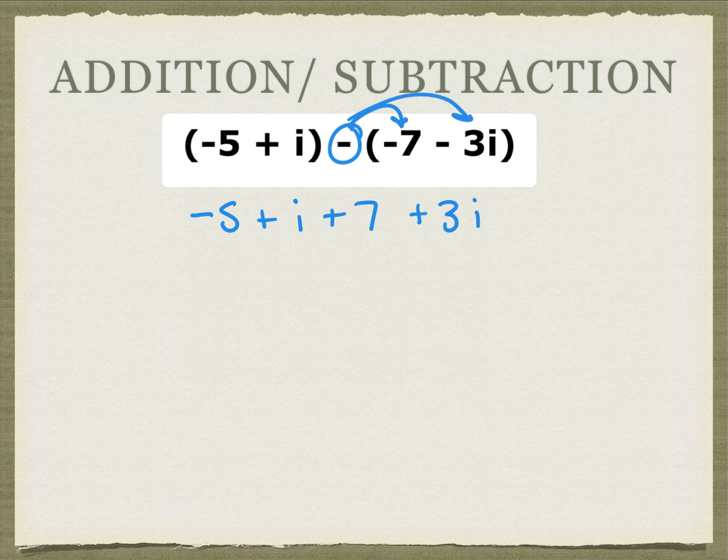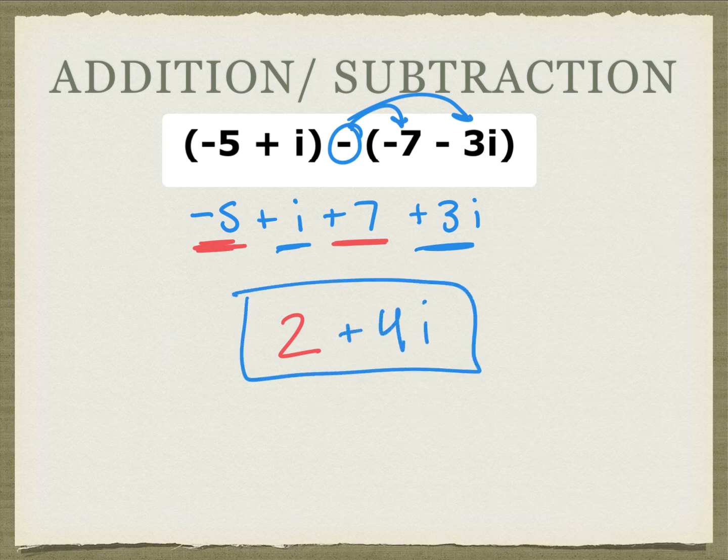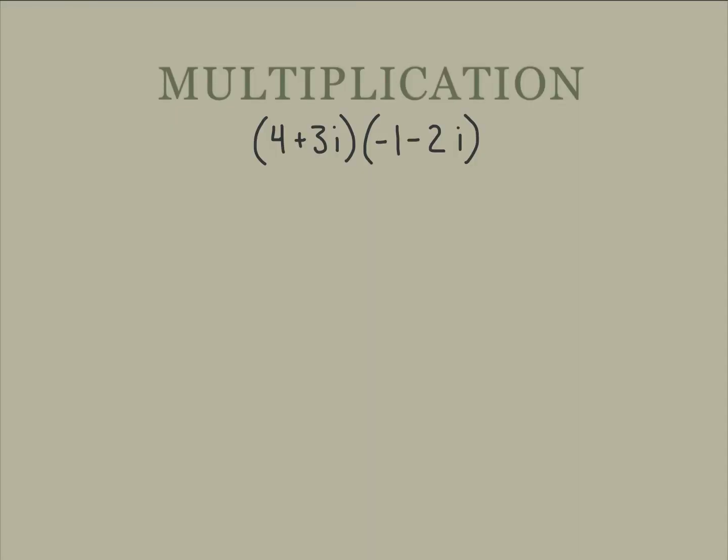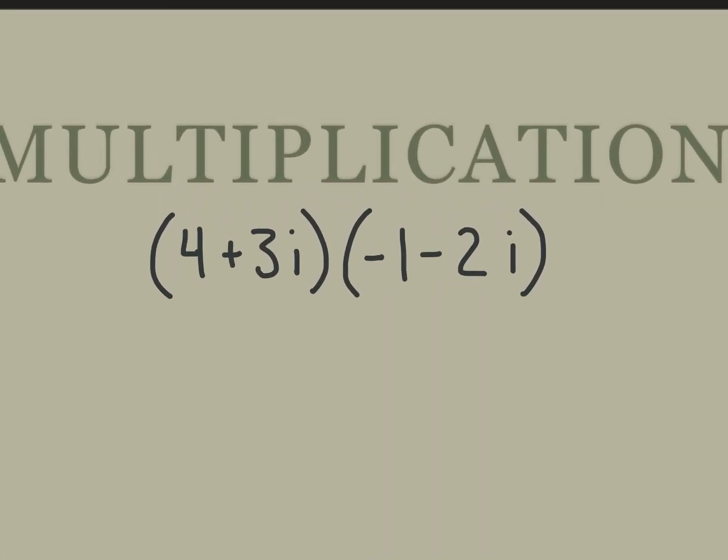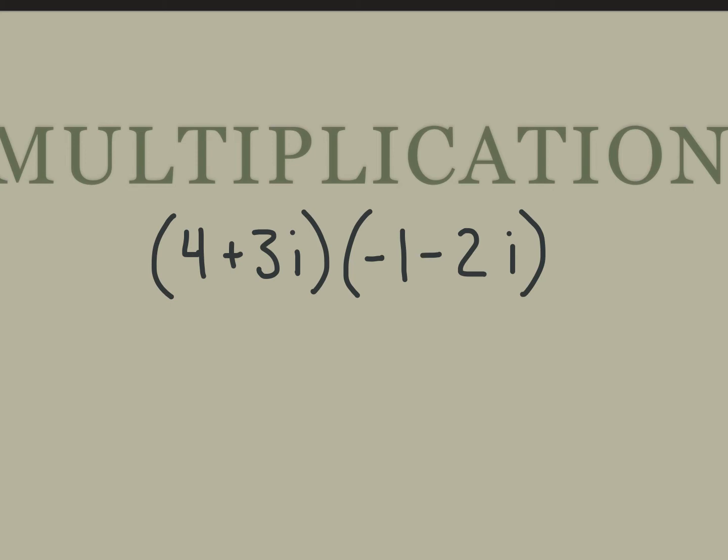Perfect. So start with the real numbers. I have -5 plus 7. What's -5 plus 7? So this would be +2. And then what's i plus 3i? Plus 4. So plus 4i. And that's our answer. Multiplication looks a little bit different. Does addition look the same as subtraction? Yeah. But when you're doing addition, you can get rid of the parentheses.